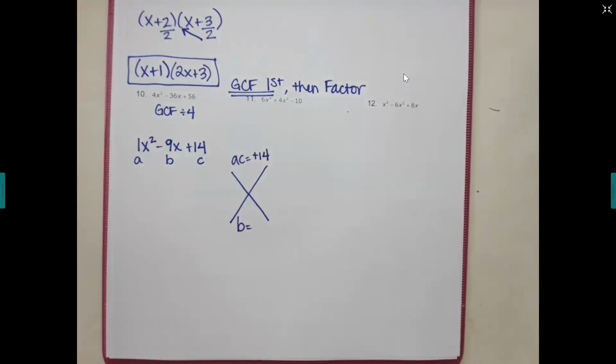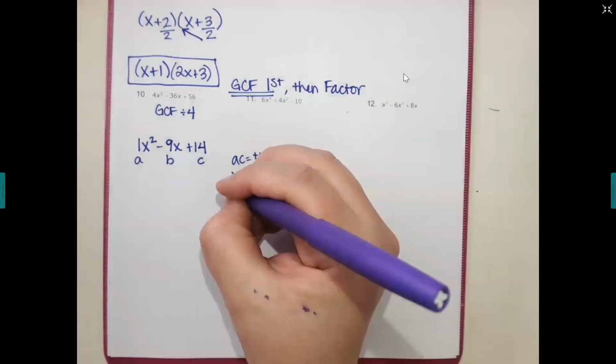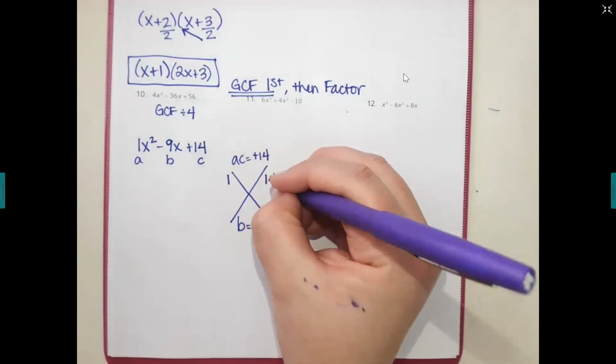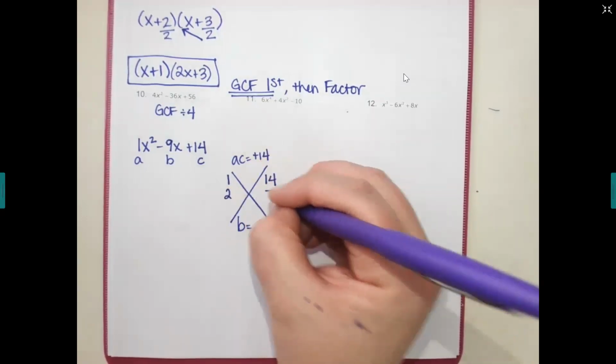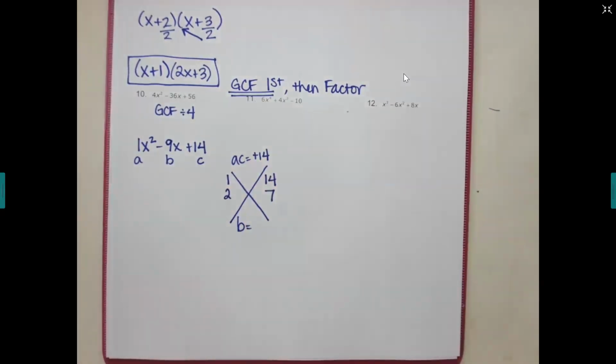I could do 1 times its own self, 14. Or I could do 2 times 7. Now, if you put 14 over x in your calculator, these are the only 2. Okay, you don't have to keep looking. From there, I want to add to B what number?